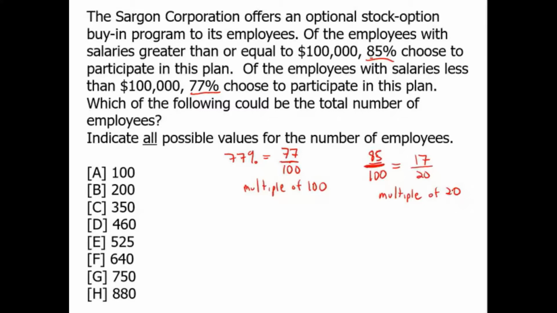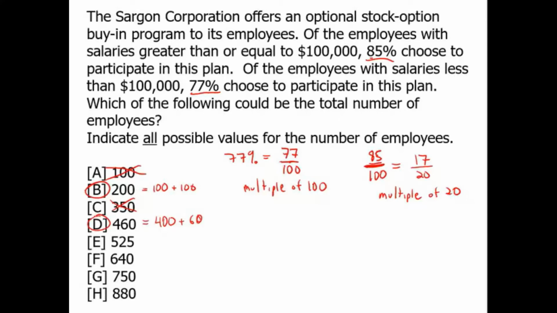So 100 is not going to work, because if we have the 100, we can't add anything else to it. That's not going to work. 200 would work. That could be 100 plus 100. Multiple of 100 plus a multiple of 20, that certainly works. 350 doesn't work, because we could get up to the 300, but we can't get to 50 with 20s. So that doesn't work. 460, that would work. We could have 400 plus 60, or we could have 300 plus 160, a bunch of different combinations. That certainly works.